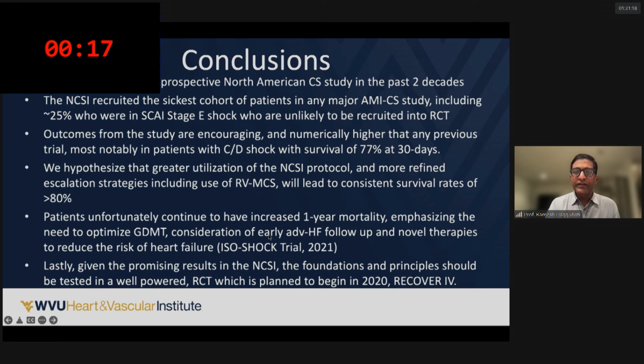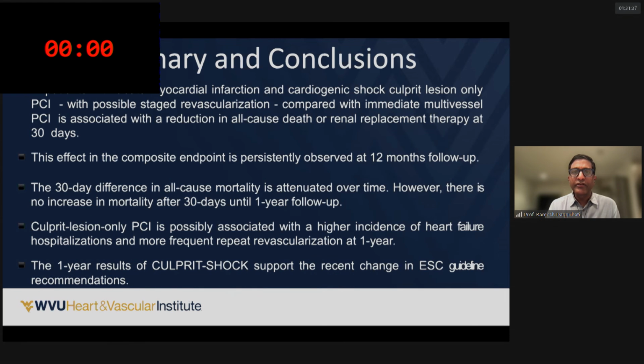And obviously, unfortunately these patients did not have survival up to 1 year, which is not really great, but that tells us that maybe guideline directed medical therapy is still required in these patients, and further randomized controlled trials such as RECOVER IV are ongoing currently in the United States.